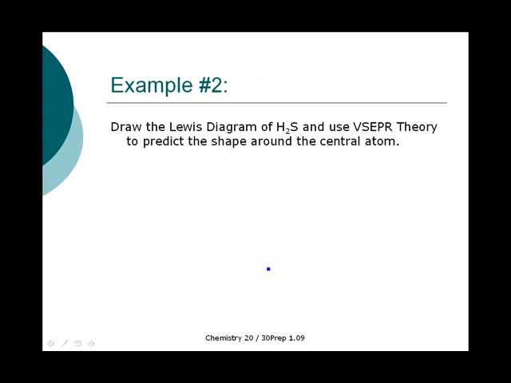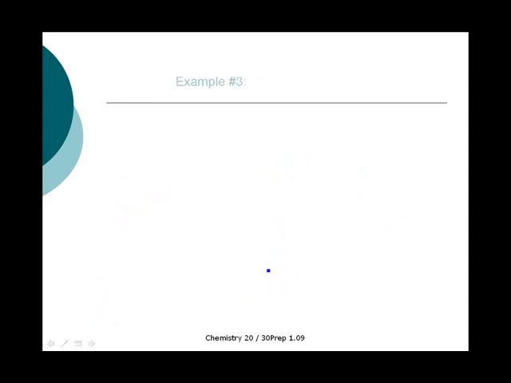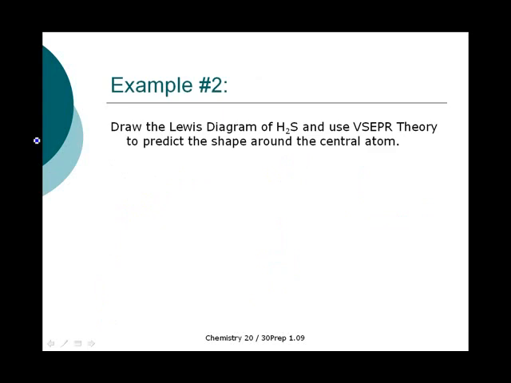So here we have H2S, and we're going to use VSEPR theory to predict the shape around the central atom. Oops, I hit the wrong button. There we go. So again, we'll do our electron count. We have 2 hydrogens plus a sulfur. So 2 times 1 electron plus 6 electrons. So we need 8 valence electrons.